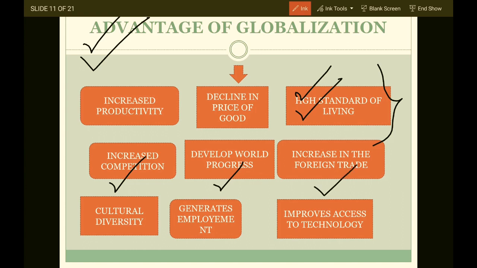Increase in foreign trade, yes, there is an increase in foreign trade. There is an exchange of commodities between different countries. We are dependent on some other countries. For example, for diesel and petroleum, we totally rely on the Arabian countries. So trading takes place between India and the Arabian countries.